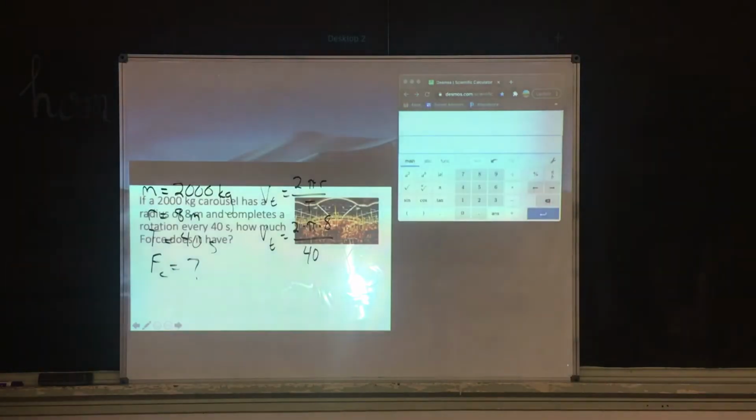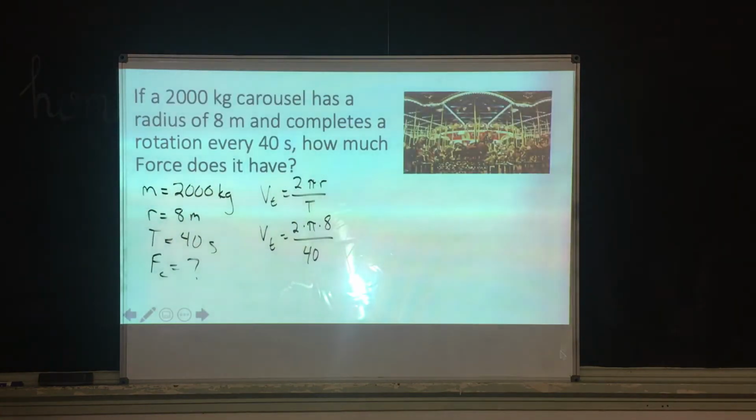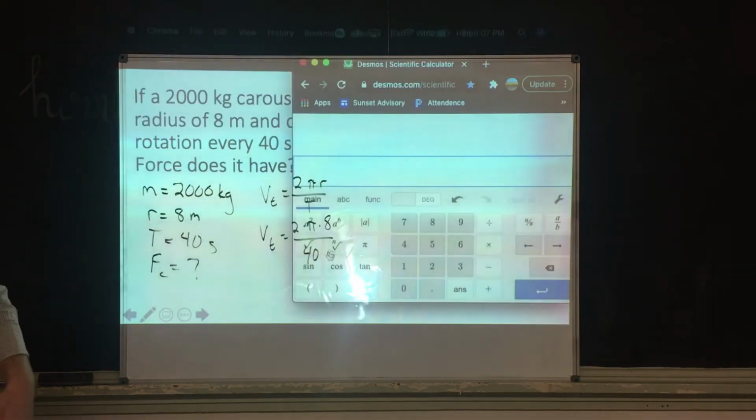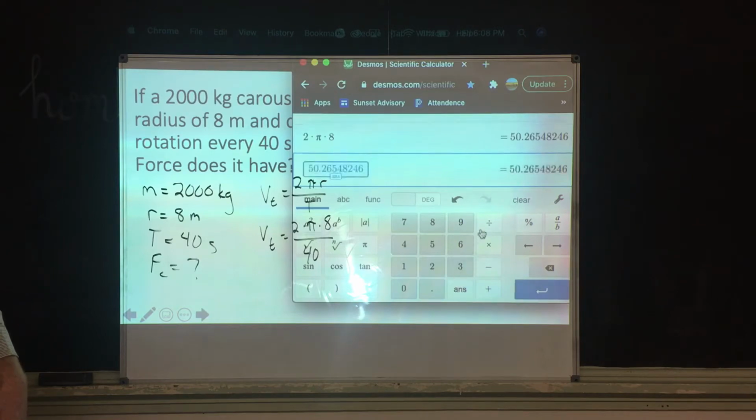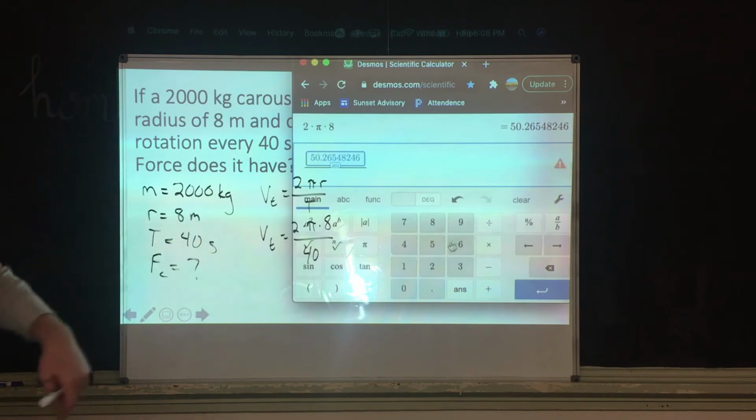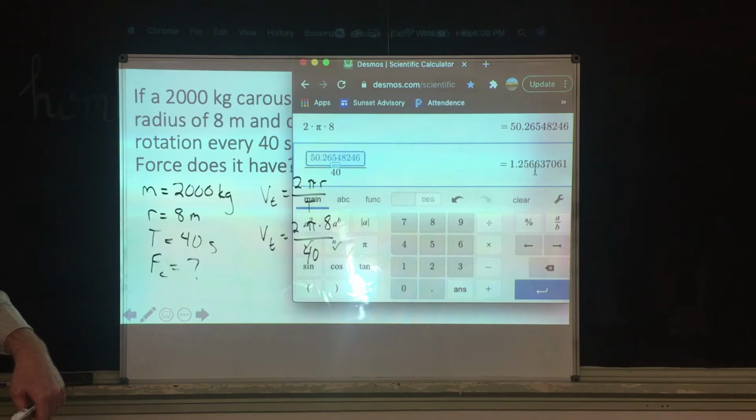So I should have my calculator queued up right here. This is going to be a little sloppy, kind of messes it up, but you can see right here. So we're going to go 2 times, I don't know if you can see it, but here's pi right here. There it is. Times 8. And that gives me 50.2. I'm going to hit enter. I'm going to hit answer. And we're going to divide that by the time it takes to go around, which is 40. And this gives me my answer, which is 1.256. So we'll round that up to 1.26.